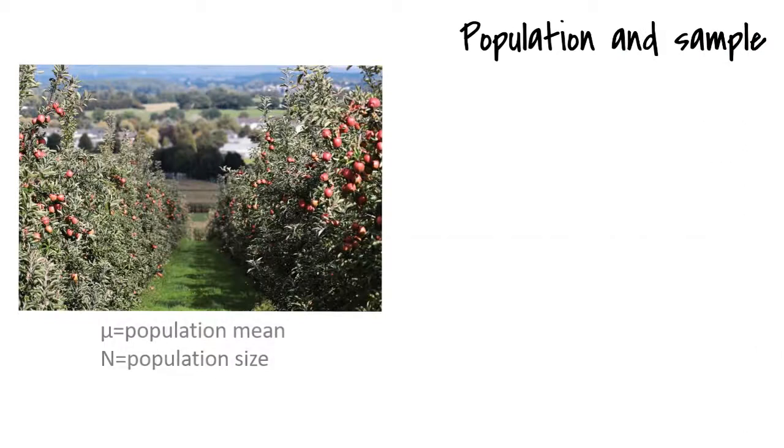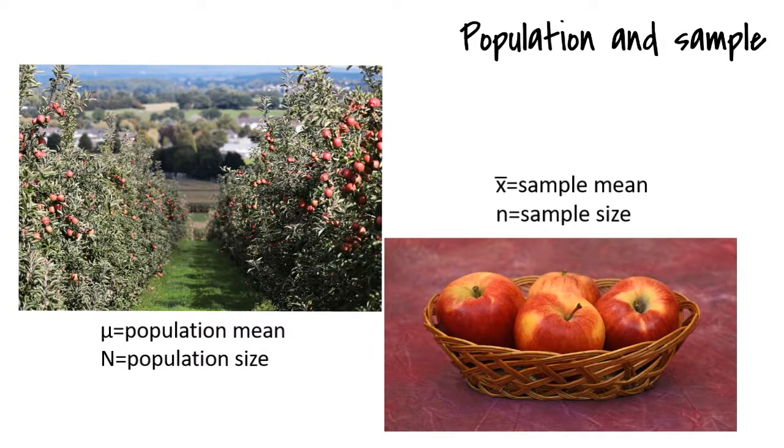Population and sample. There are different notations for population and sample mean and size. The population is your entire data set. All of the apples in an orchard would be the population. The population mean is noted as mu, and the capital or uppercase N is used for the population size. A sample is a portion of the population, like these 4 apples in the basket that were picked from the orchard. The sample mean is noted as x bar and the sample size is a lowercase n.